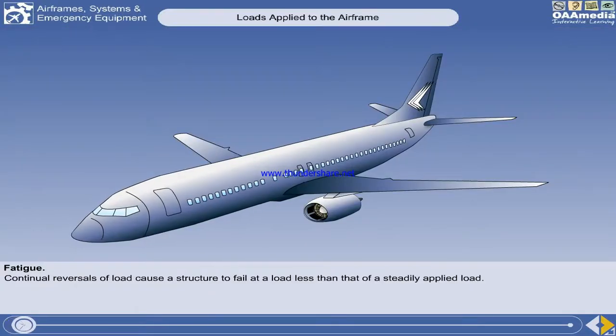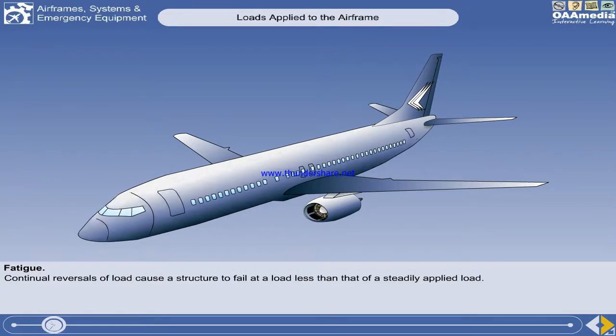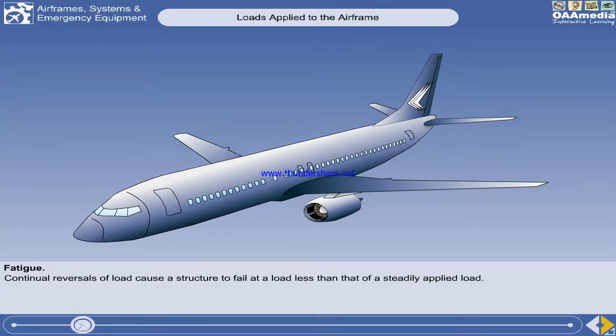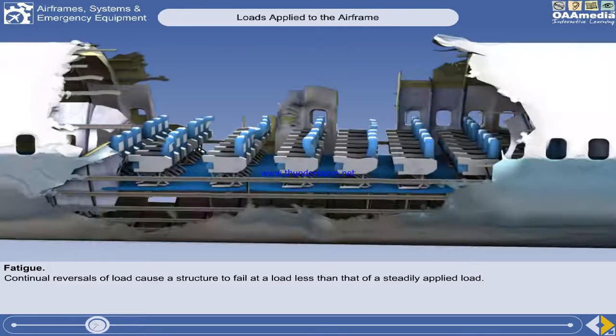A structure which is subject to continual reversals of loading, such as the landing gear or the fuselage of a pressurized aircraft, will fail at a load of less than would be the case for a steadily applied load. This is known as fatigue. The failure load level will depend on the number of reversals experienced.